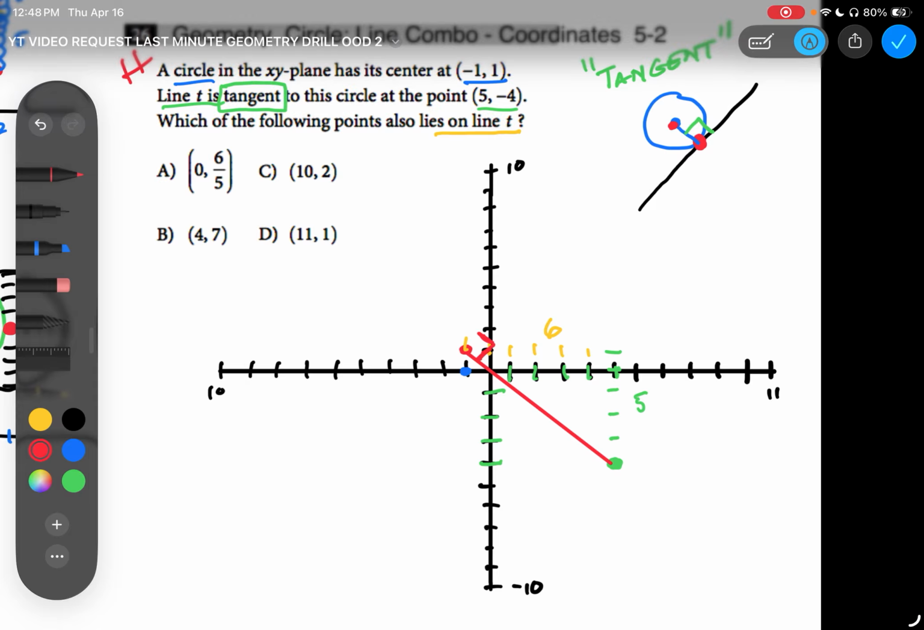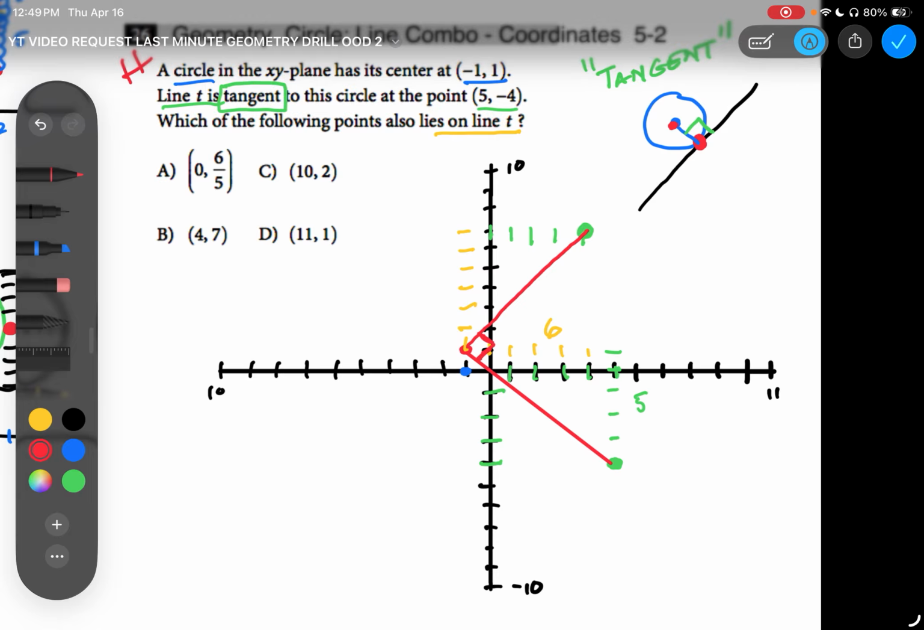So all I have to do, now check this out. Now I'm not going to go up 5 over 6. Now I'm going to go up 6 to get the other end. Ready? 1, 2, 3, 4, 5, 6. Now I'm going to go across 5 to the right. 1, 2, 3, 4, and 5. So this point right here is the other end from the radius. If I drew a line from the center of the circle out to this point, bang, that is going to be the radius of the circle.